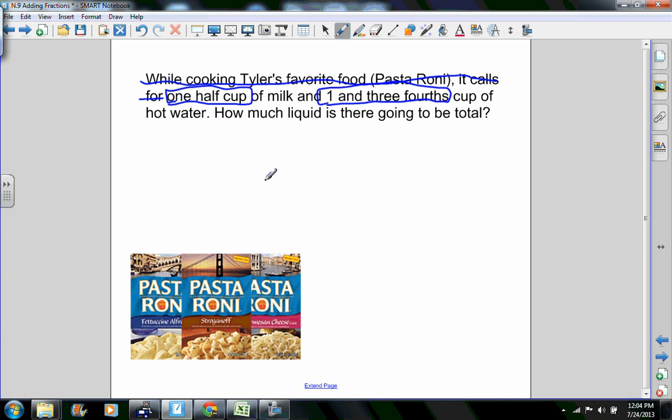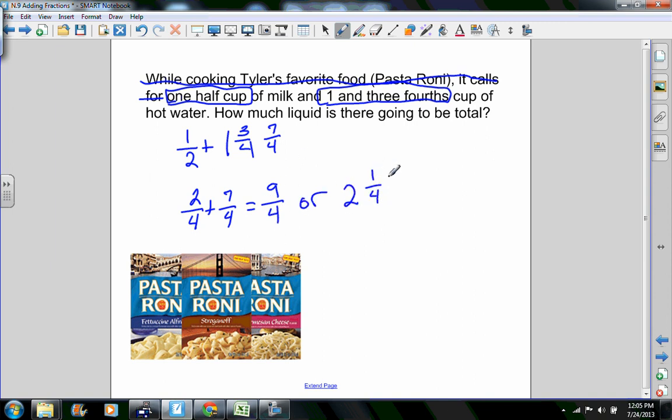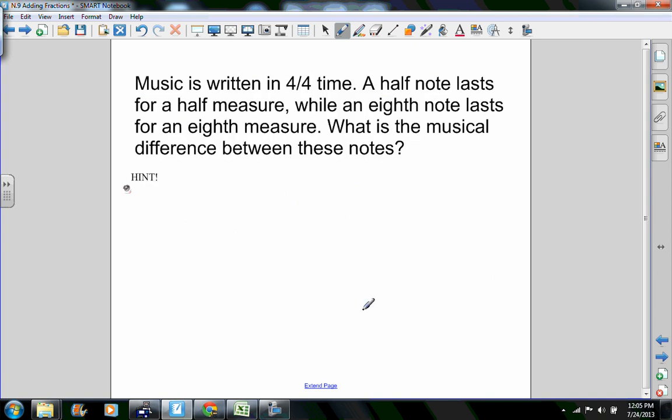Okay. Well, that means that we have 1/2 cup of milk plus 1 3/4 of hot water. So now we're just going to add them. This becomes 7/4, and this becomes 2/4. So 2/4 plus 7/4 is 9/4, or 2 1/4 cups. Always got to label. Try this story problem on your own.